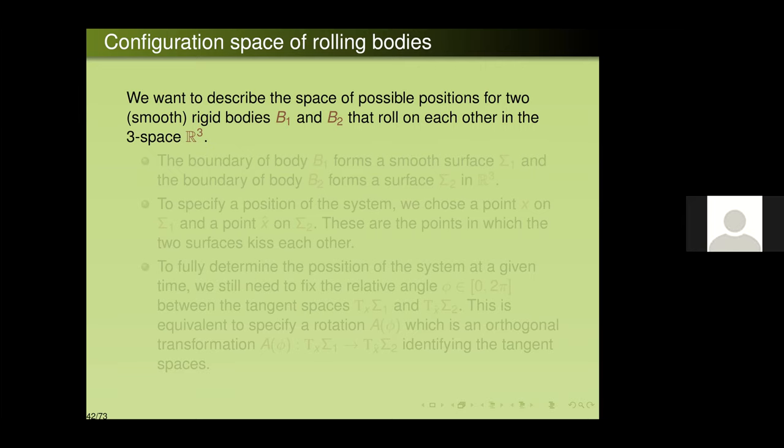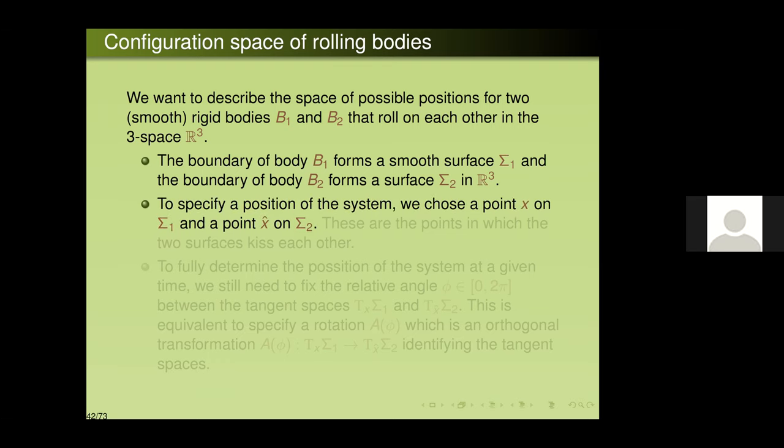So I claim that the configuration space of this system is 5-dimensional. So let me count it. The boundary of the first body is a smooth surface. The other is a smooth surface. So to specify a position of the system, we choose one point on one surface, one point on the other surface. And these are the points in which the two surfaces kiss each other at a given moment of time.